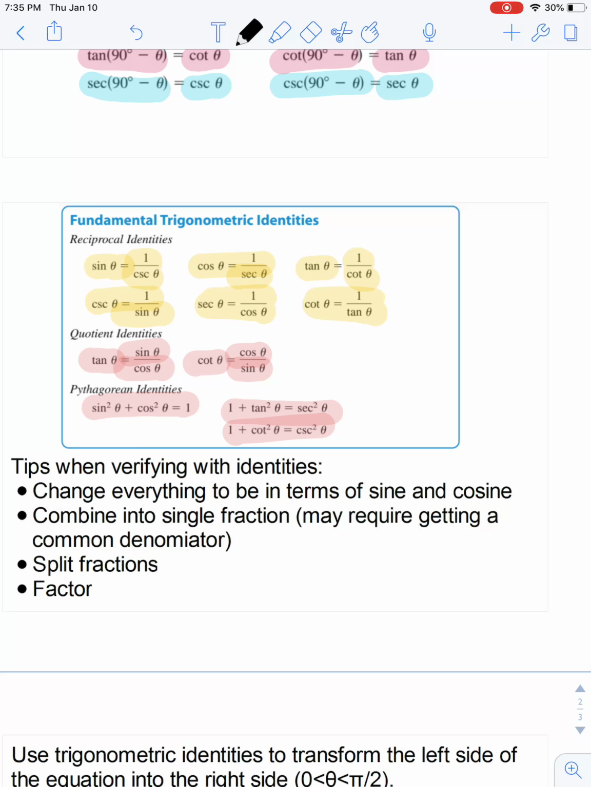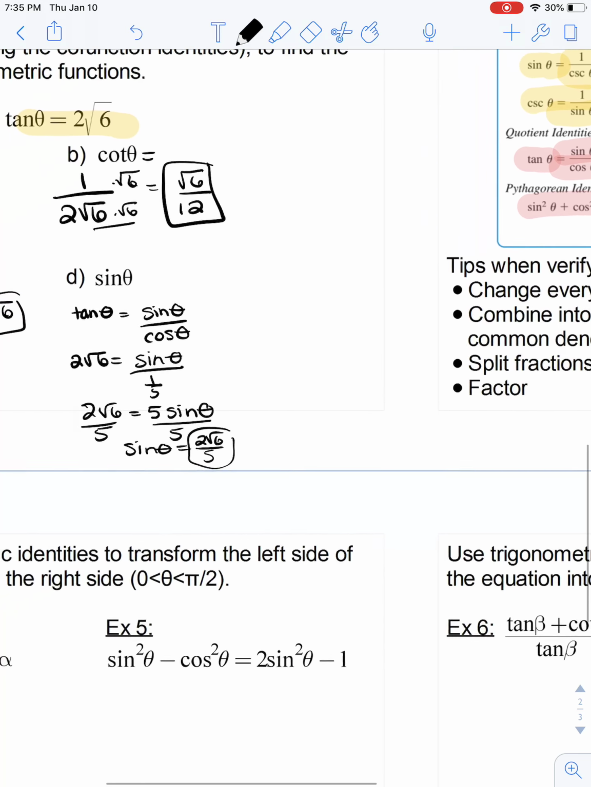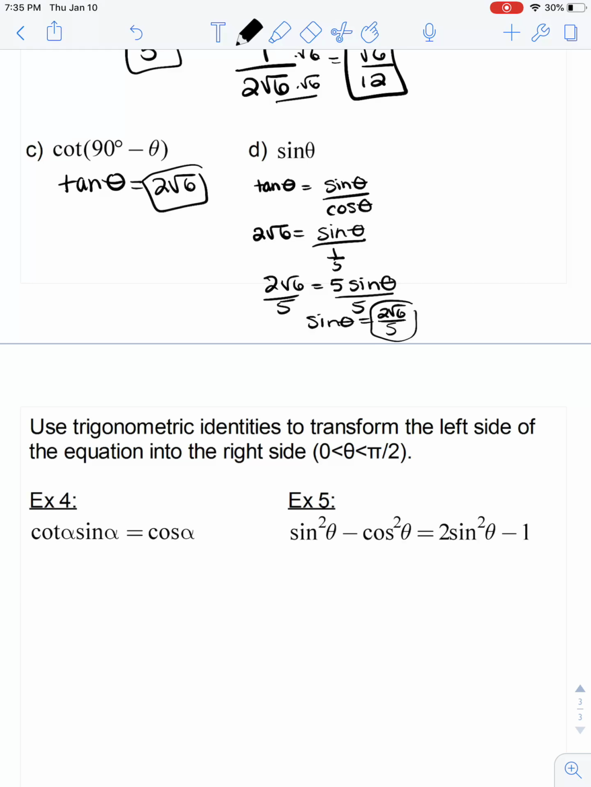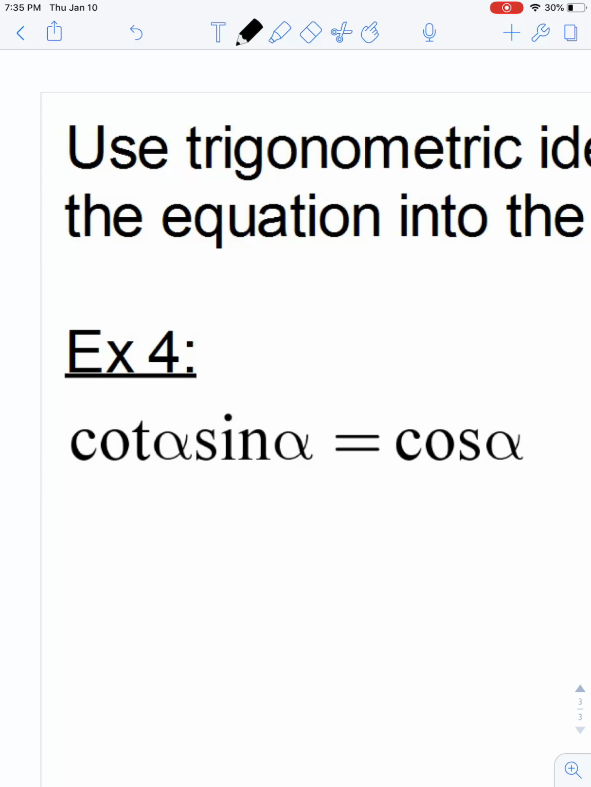So try all these different methods if you are stuck on verifying trig identities. If I look at this first problem, it says use trig identities to transform the left-hand side of the equation to the right. So if I look at my first identity here, I have cotangent alpha sine alpha, and I want it to equal cosine alpha.